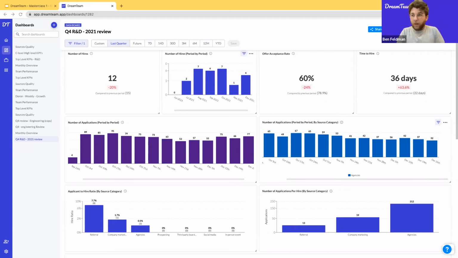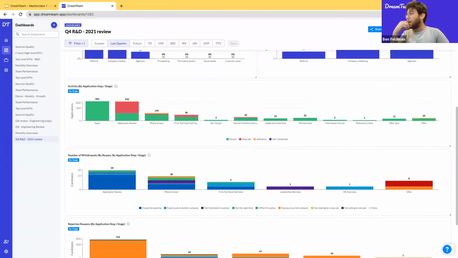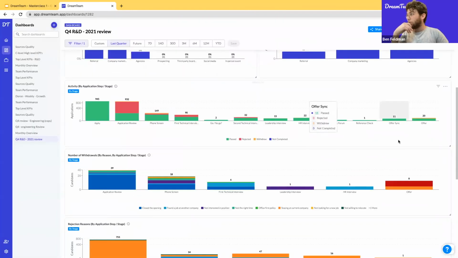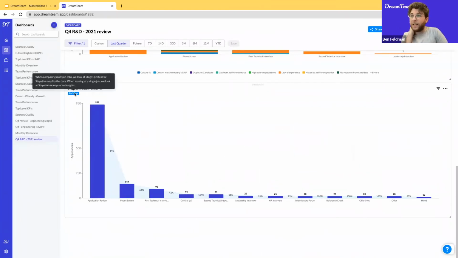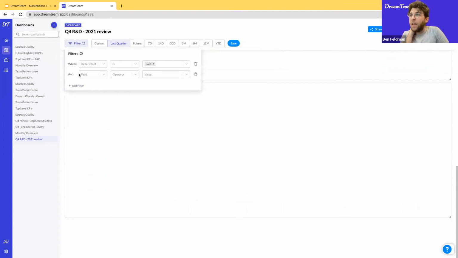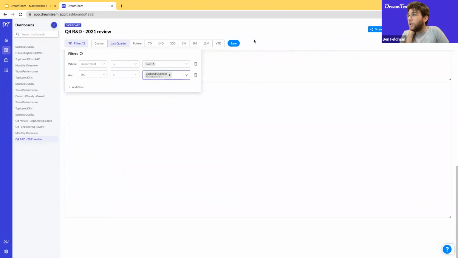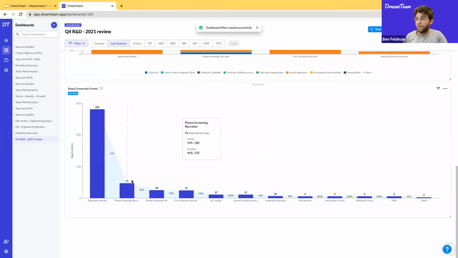Okay, so I hope that answered the question. I can show you specifically. Let's look at the step conversion funnel. As you can see, we're seeing this by stage because we're looking at a department, which is 2 jobs. But if I were to go to job and go to backend engineer and save that, you can see we're seeing it by step, and we're seeing much more technical, much more nuanced levels.